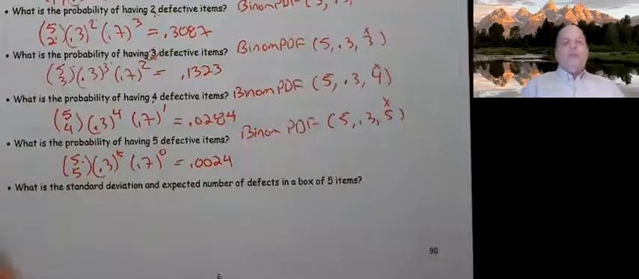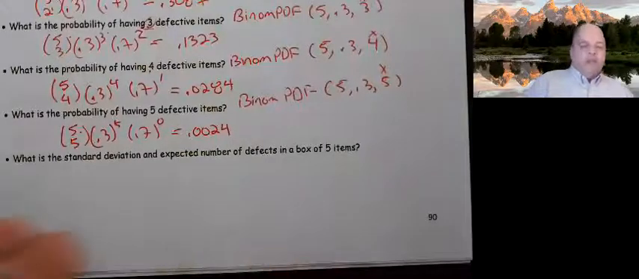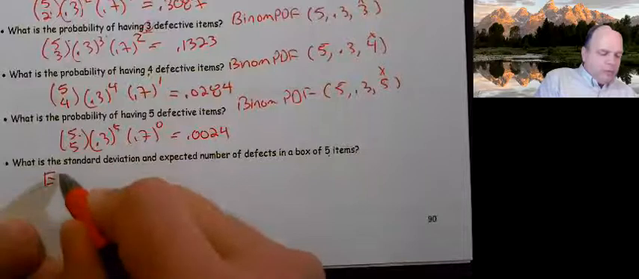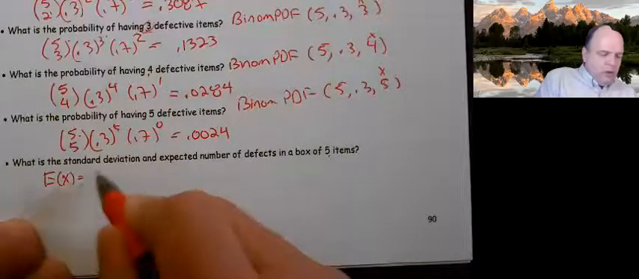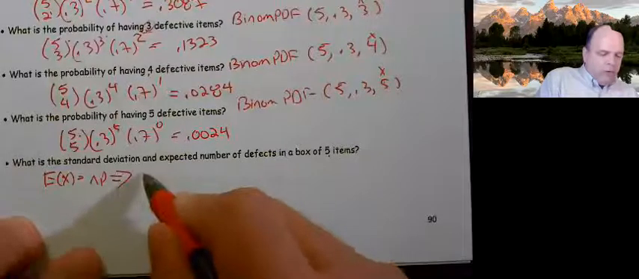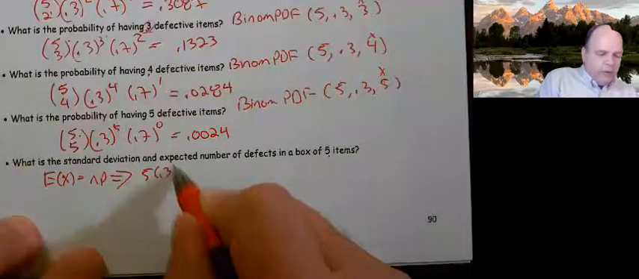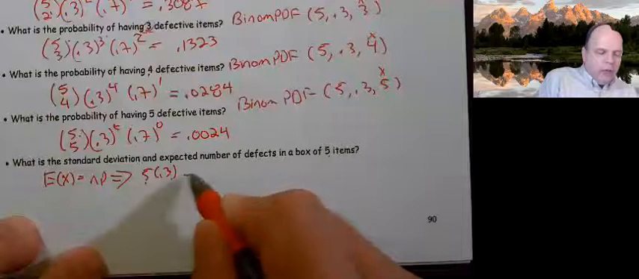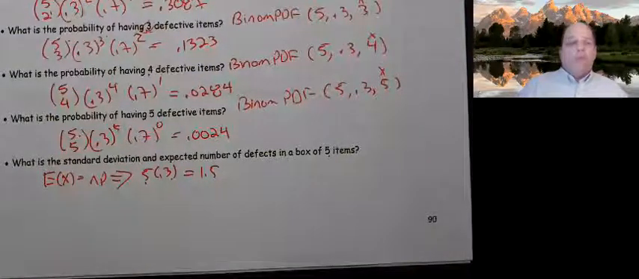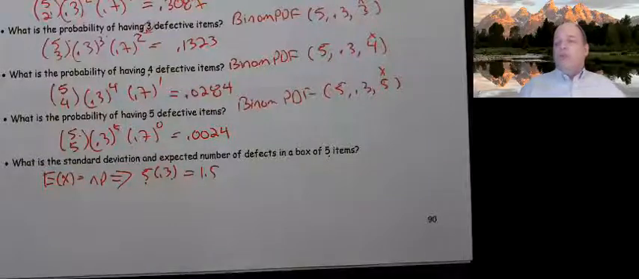What is the standard deviation expected number of defects in a box of 5 items? I'm going to start off with the expected value, which is going to be NP, which means 5 times 0.3, because my trials is this, equals 1.5 defective items. Now, the fact of the matter is, we're not going to ever have 1.5 defective items. When I open a box, I'm either going to have 0, 1, 2, 3, 4, or 5 defectives.